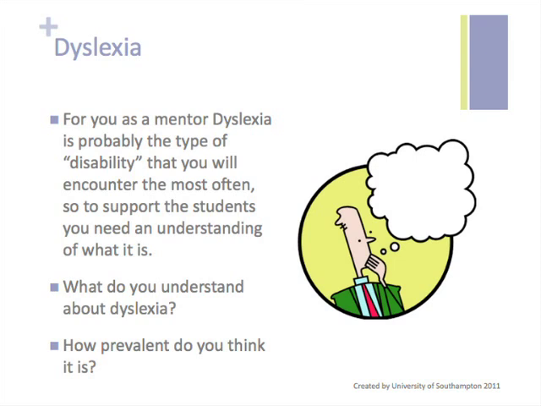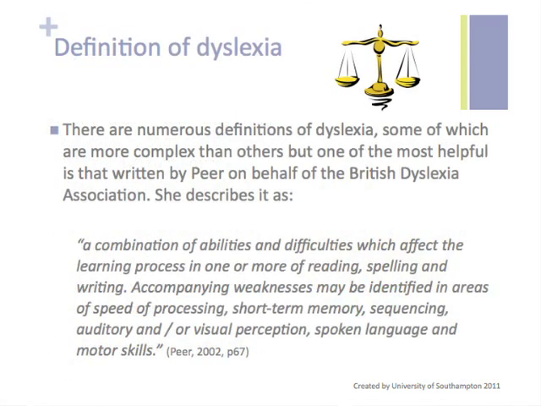There is a variety of definitions of dyslexia, looking at different aspects of what it means. Some definitions are far more complex than others, but perhaps one of the most helpful has been written by Lindsay Peer on behalf of the British Dyslexia Association. She sees dyslexia as a combination of abilities and difficulties. A dyslexic student's learning can be affected in a variety of ways, with an impact on all aspects of study.